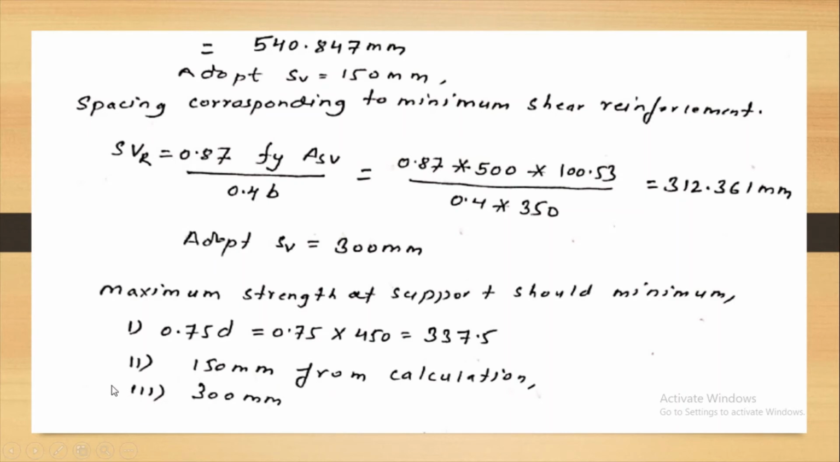And 8 point III, at most we have to take a spacing of 300 mm. We cannot take more than this. Now what we have to do is take the minimum among them, which is 150 mm. That's why I'm taking 150 mm from here.